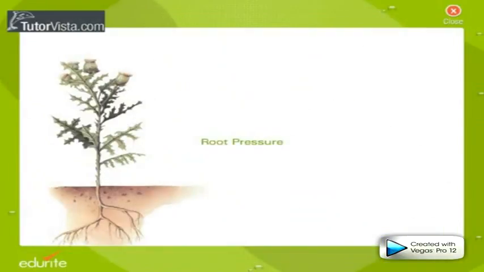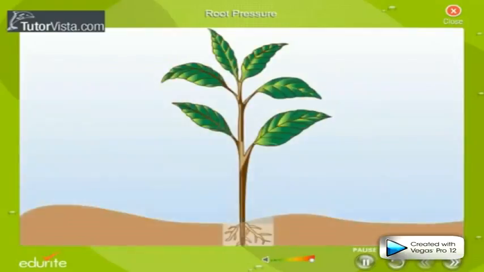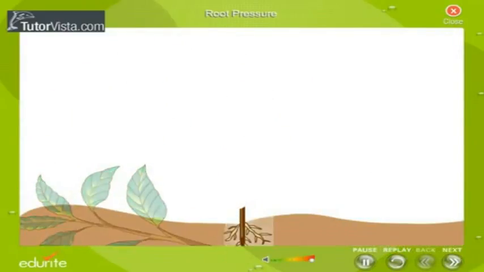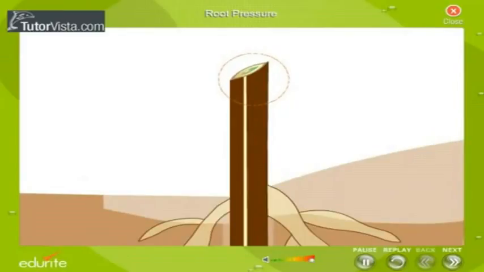Root pressure. When a plant is carefully severed close to the base of the stem, the sap oozes from the stump. The fluid comes out under pressure, which is called root pressure.